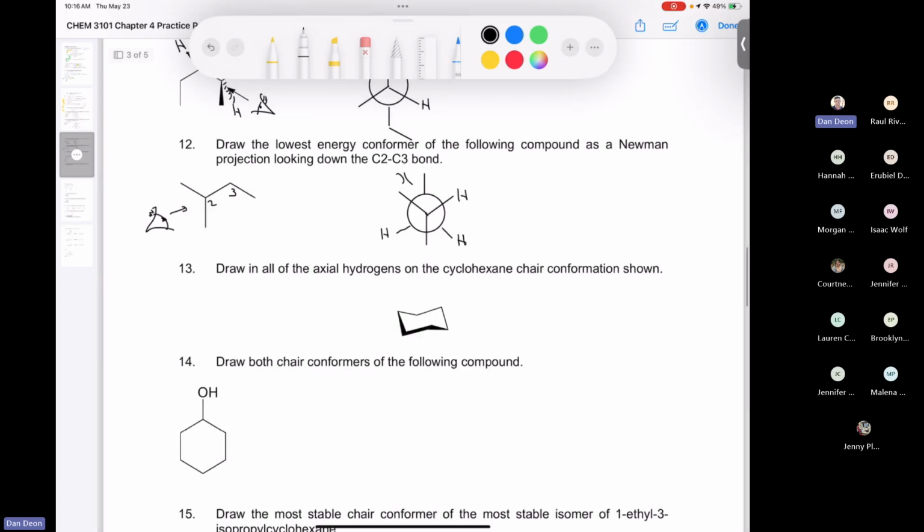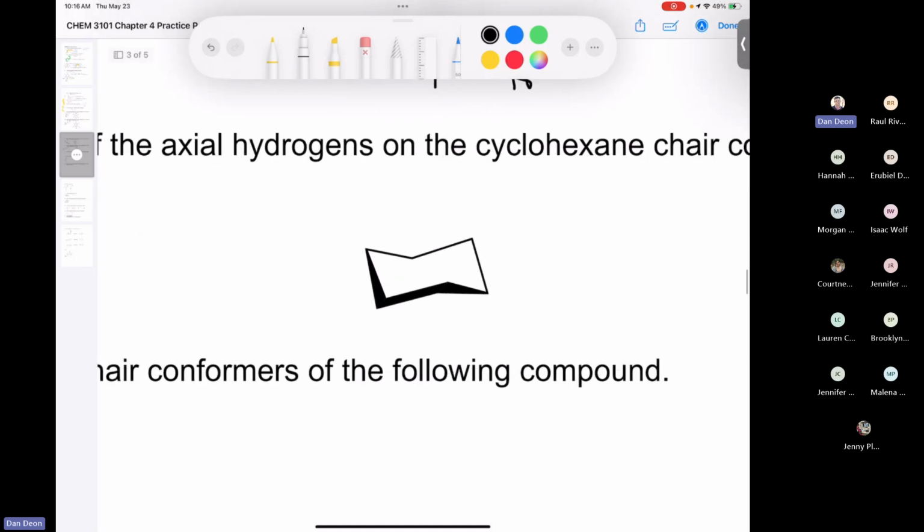The next one is really just practicing putting in your axial and equatorial hydrogens. So remember, if 2 groups or 2 lines are coming towards each other and they're pointing up, so you see how these are pointing in an upward direction, right? That means that that would be an axial position. So if it goes axial and up, then the next one is going to be axial and down. The next one's going to be axial and up. The next one's going to be axial and down. The next one's going to be axial and up. And the next one is going to be axial and down.